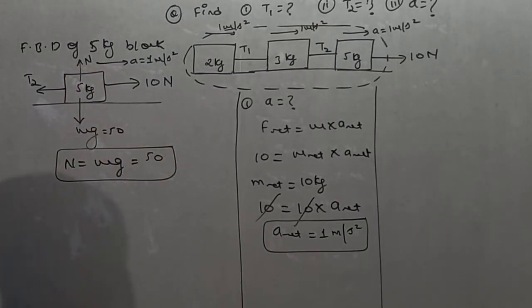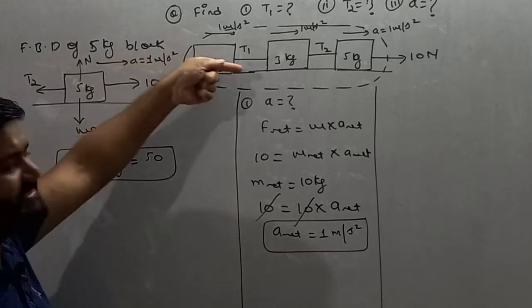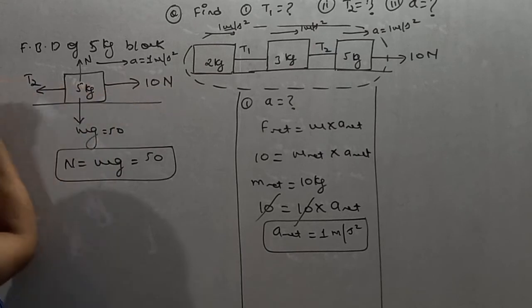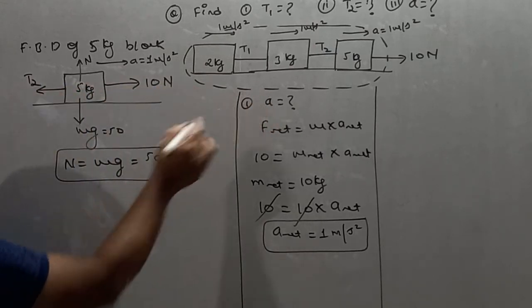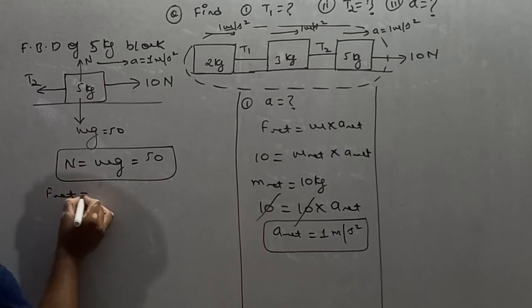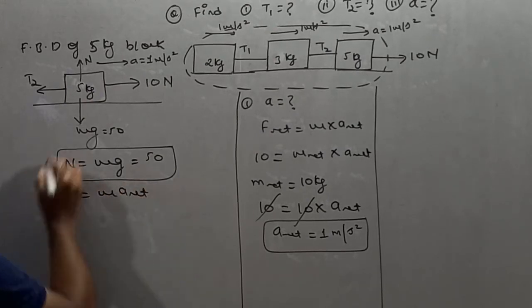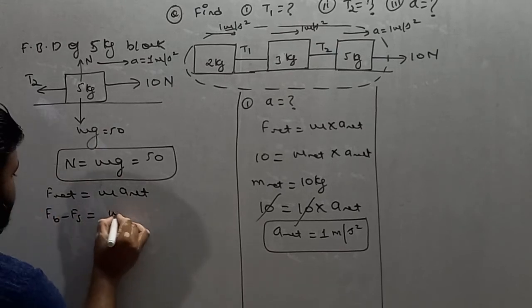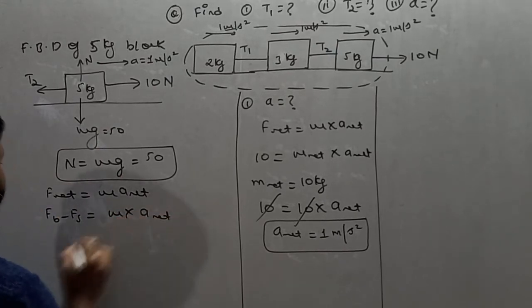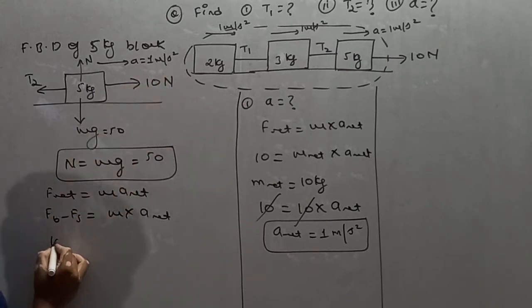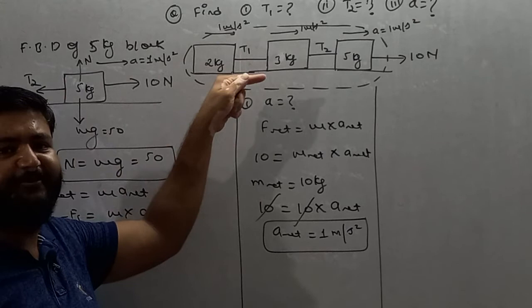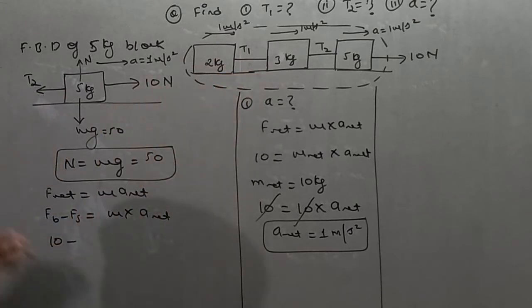Now see my dear student, the direction of acceleration is in this side and one force is acting in this side, 10 Newton, and T2 is acting backward. So along the horizontal axis we'll apply F net is equal to m a net. F net means bigger force minus smaller force is equal to m into a net. Now bigger force is 10 because the direction of motion is along the direction of 10 Newton. So 10 Newton force is the bigger force.